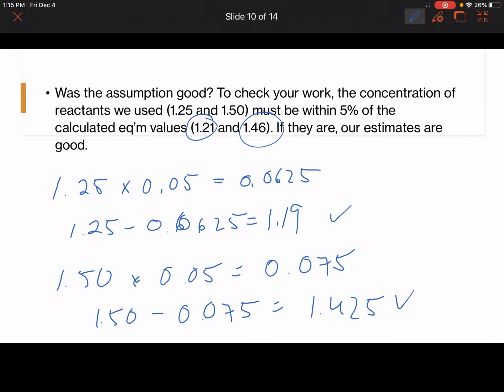Now, I'm showing you this. I'm not going to actually ask you to do this, but I just want you to know that this is how you would determine that your stuff is good.